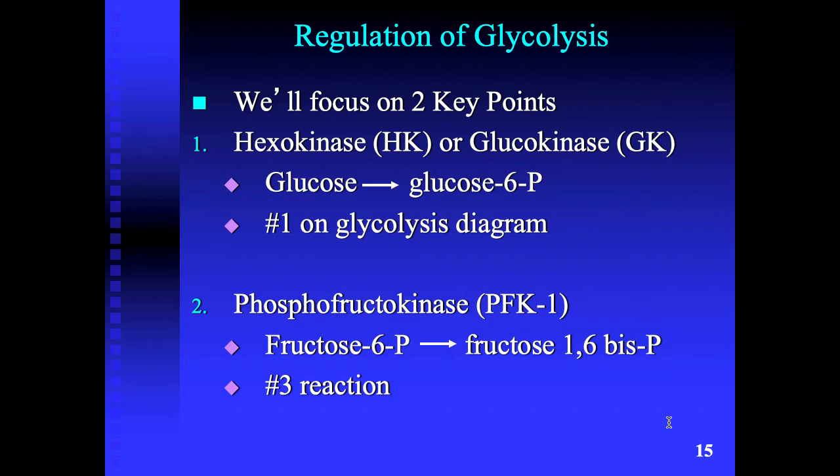And then the second key point is reaction number 3. That's fructose 6-phosphate to fructose 1,6-bisphosphate. And that's done by an enzyme called phosphofructokinase 1, PFK1. And we'll talk about its regulation. This one's more important. PFK1 regulation is the most important point of glycolysis. So we'll spend some time on that.